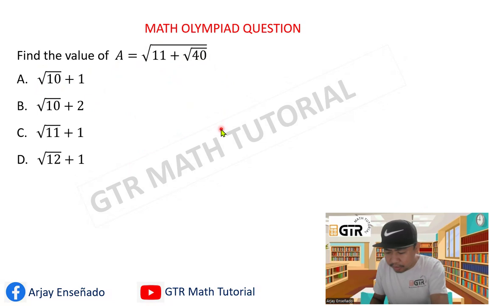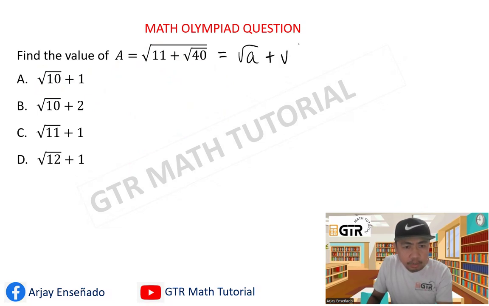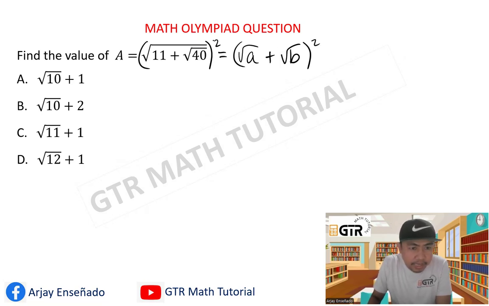Okay, so therefore, square root of 11 plus square root of 40 is equal to square root of A plus square root of B, and then we want to find the value of A and B. To simplify, we can square both sides of this equation so that the square root and the square will cancel out. So we have 11 plus square root of 40.